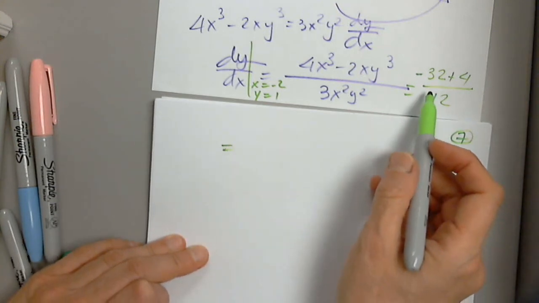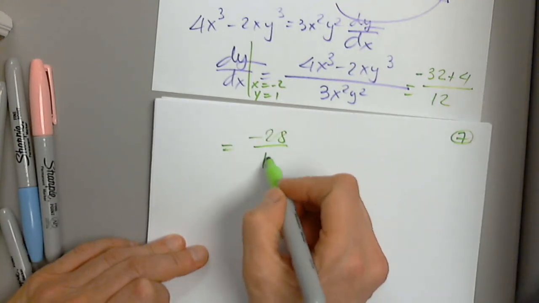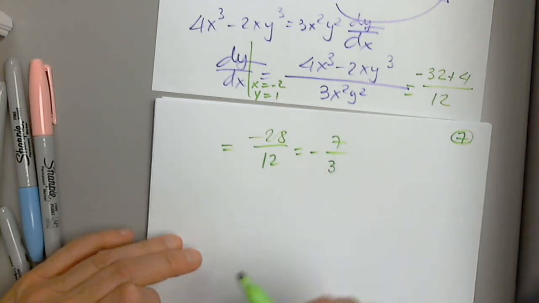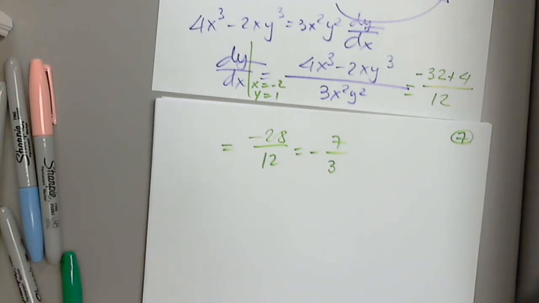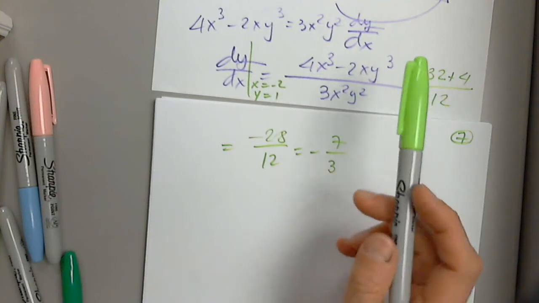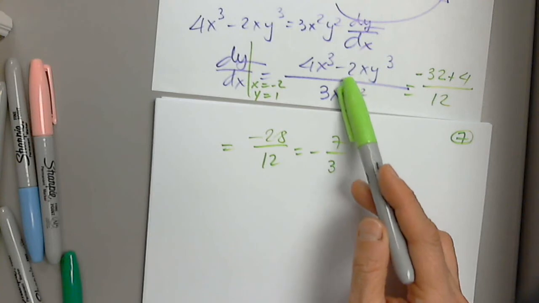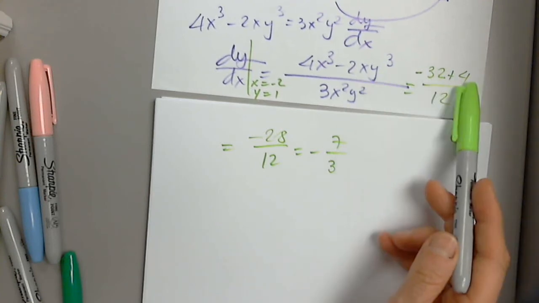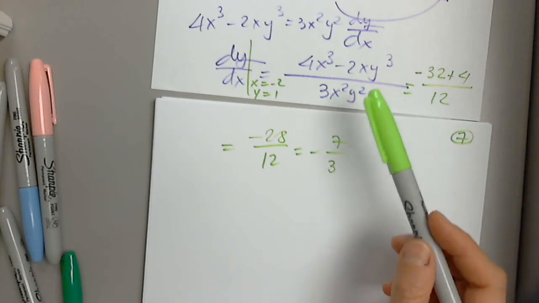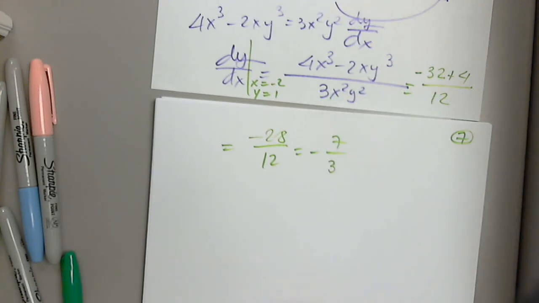So then this is negative 28 divided by 12, I'll simplify by 4, negative 7 divided by 3. I'm checking my calculations. Yeah. Negative 32, so this is positive 4, this is 1, negative 28, and 3 times 4 is 12. Did we get the same thing?